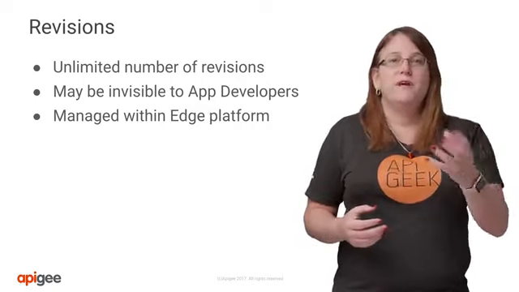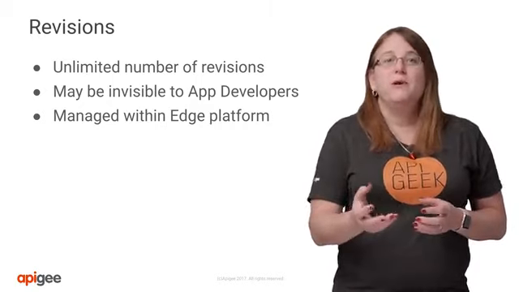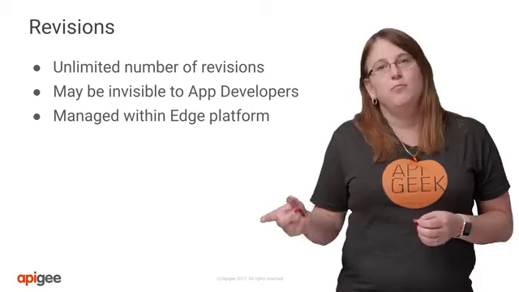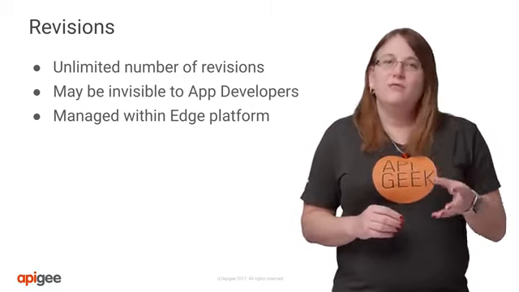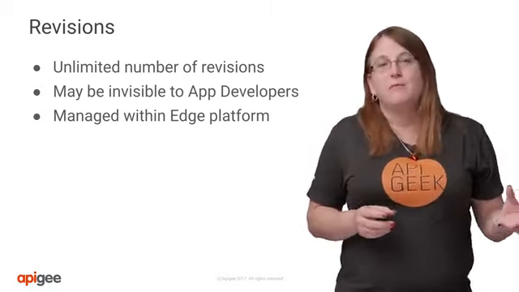This could be a result of things like adding or removing fields or policies. It could also be for changes to the API conditional flows or changing the target endpoint, to name a few examples. The key is that software using the API proxy will continue to work and is backwards compatible. It won't break.